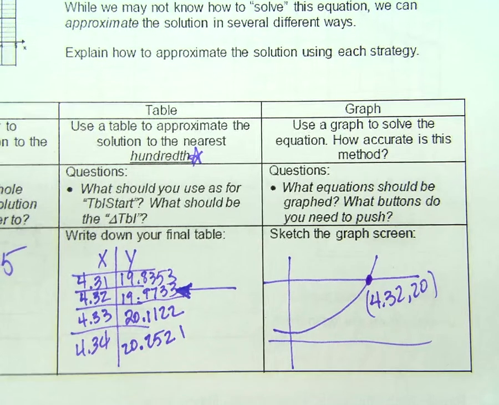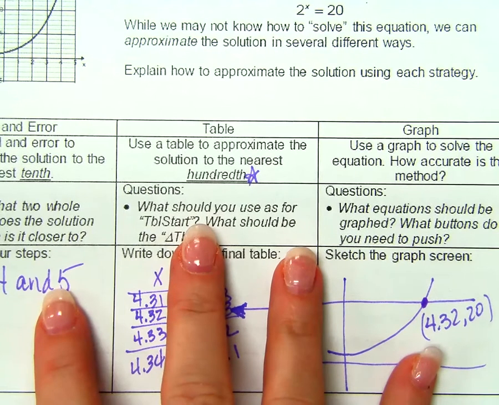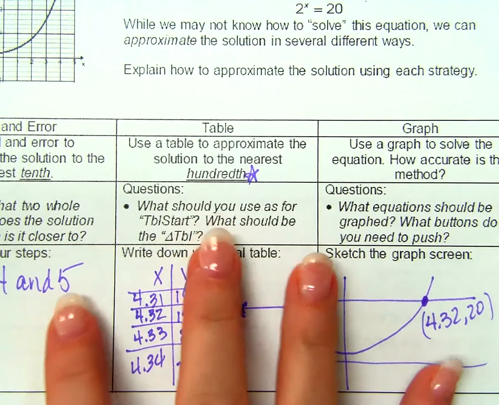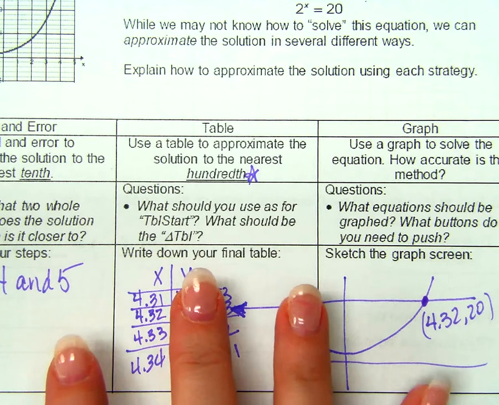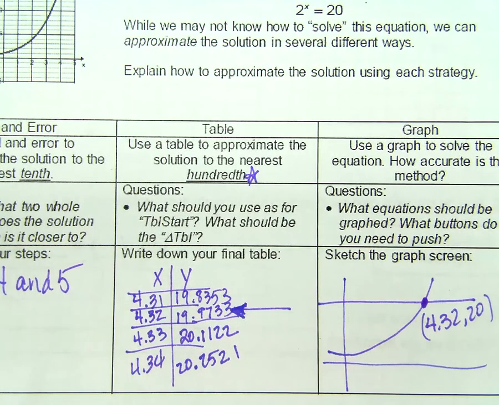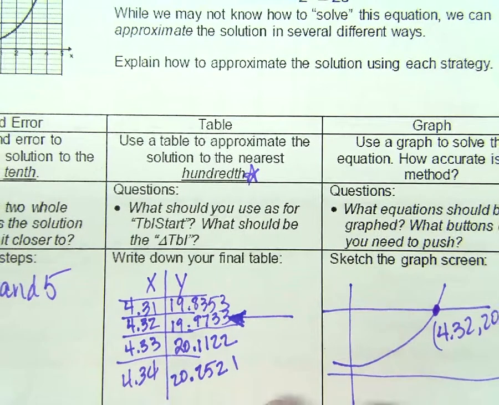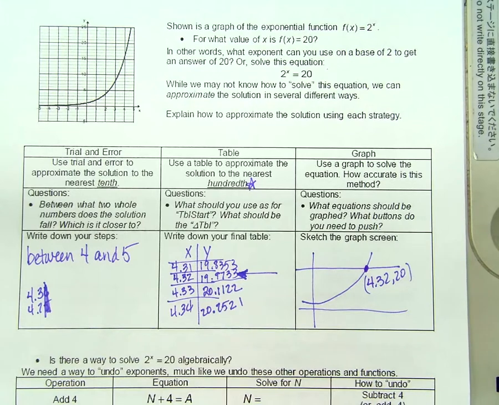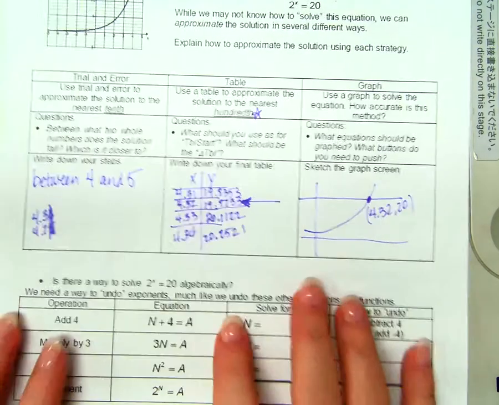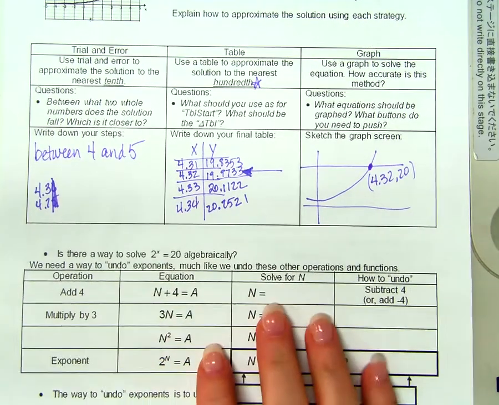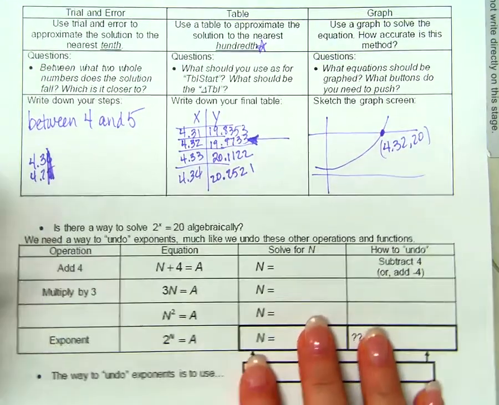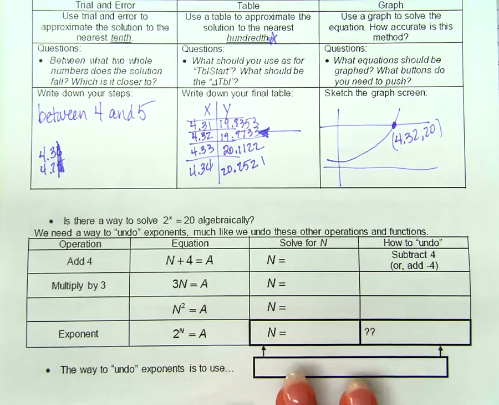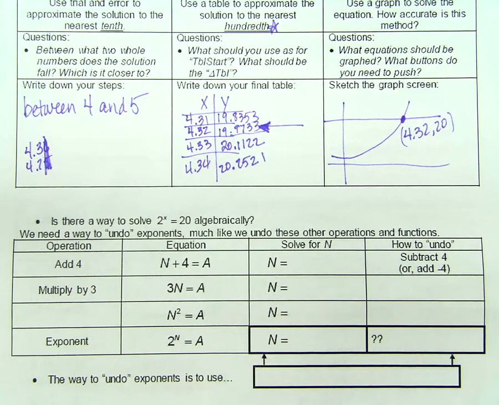Okay? Any questions about what we've done so far? What have we done so far? We've shown different ways that we know in our brain that might work, but we need a better way. Okay? So look down here. Is there a way to solve 2 to the x power equals 20 algebraically? Well, if we're studying about it in algebra, the answer is probably yes. Okay?